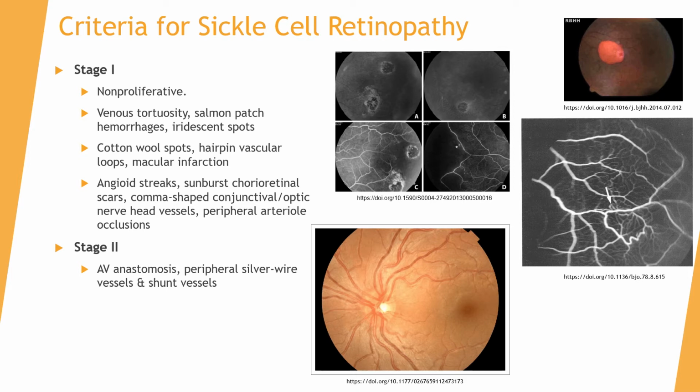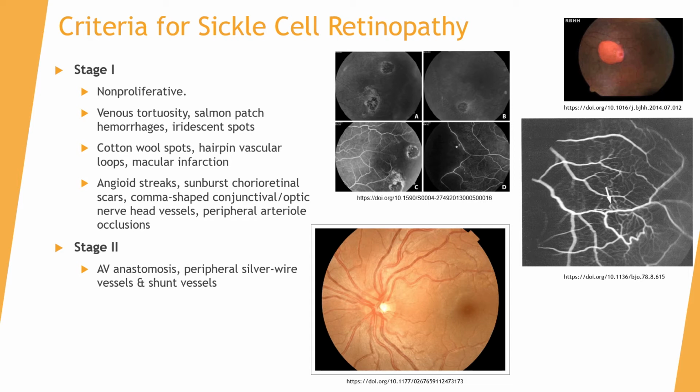Stage 1 is when there's no proliferation, and it can present in the retina as venous tortuosity, salmon patch hemorrhages, and iridescent spots. Cottonwool spots from infarction, and hairpin vascular loops and macular infarction can also occur. Angioid streaks, sunburst scars, as you can see in dark patches in the right top photo there, can occur. And comma-shaped conjunctival or optic nerve head vessels, as well as peripheral arterial occlusions can also occur.